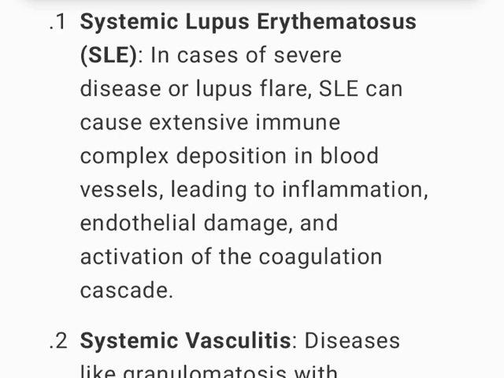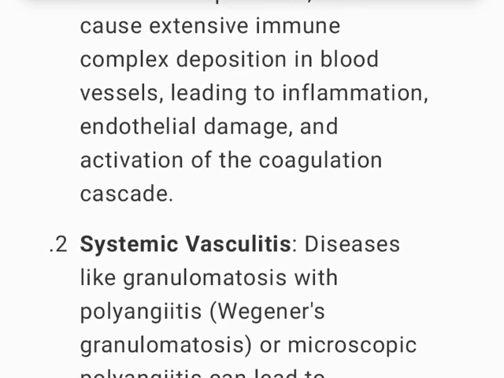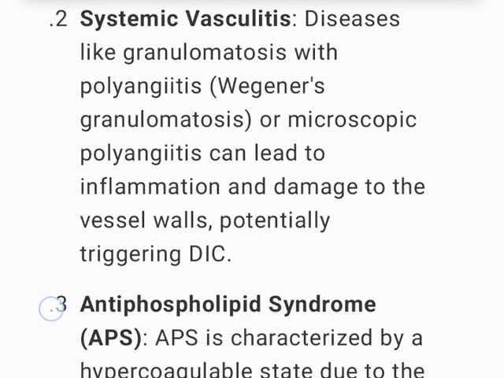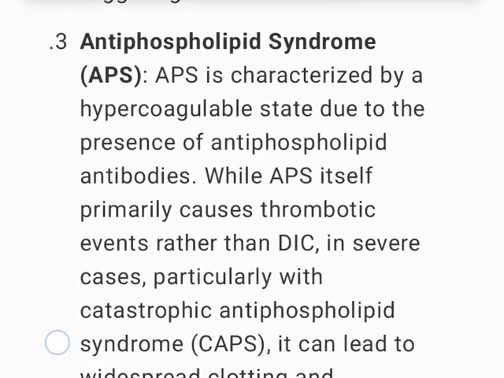Examples include: 1. Systemic lupus erythematosus, SLE. In cases of severe disease or lupus flare, SLE can cause extensive immune complex deposition in blood vessels, leading to inflammation, endothelial damage, and activation of the coagulation cascade. 2. Systemic vasculitis, diseases like granulomatosis with polyangiitis, Wegener's granulomatosis, or microscopic polyangiitis can lead to inflammation and damage to the vessel walls, potentially triggering DIC.